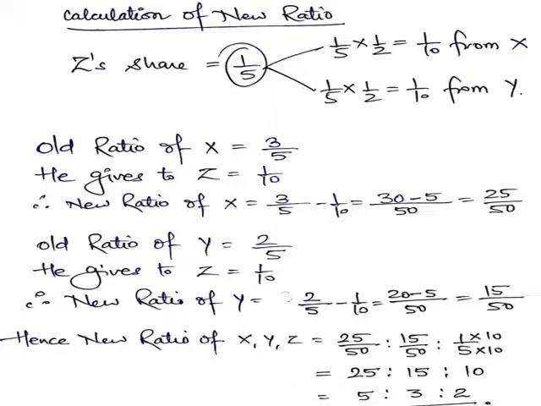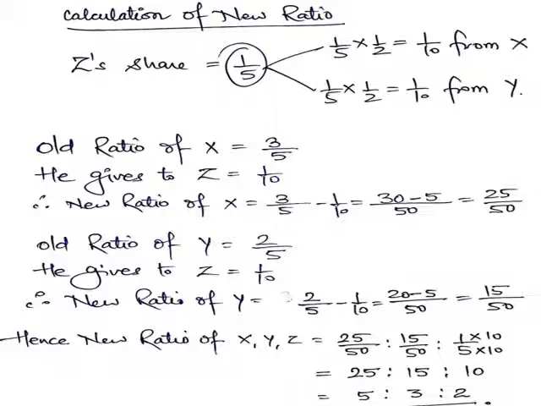Now the old ratio of X is 3/5, which is given in the question. He gives to Z 1/10. Therefore, the new ratio of X is 3/5 minus 1/10, which comes to 25/50. Again, the old ratio of Y is 2/5. He gives to Z 1/10. Therefore, the new ratio of Y is 2/5 minus 1/10, which comes to 15/50. Hence, the new ratio of X, Y, Z is 25:15:10, which means 5:3:2.